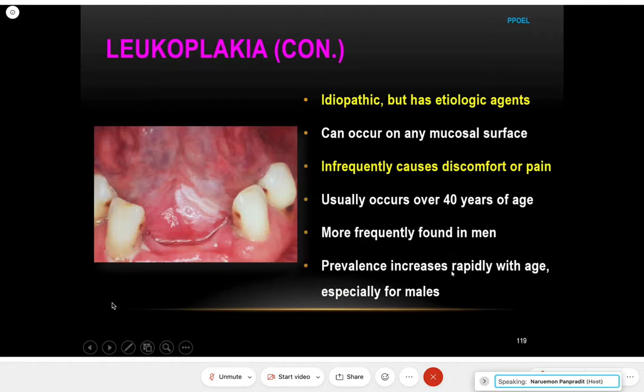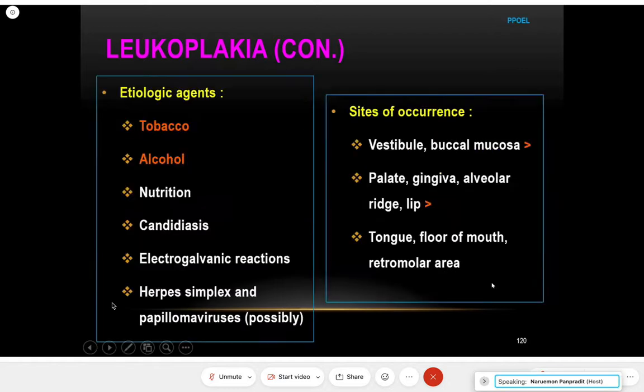Frequency is higher in men, and it increases with age. The important factor is tobacco, very important. Another factor is alcohol, and other factors are less common compared to tobacco and alcohol. The common sites are the buccal mucosa more than the palate, gingiva and alveolar ridge, and lip, and more common than the tongue, floor of mouth and vestibular area.